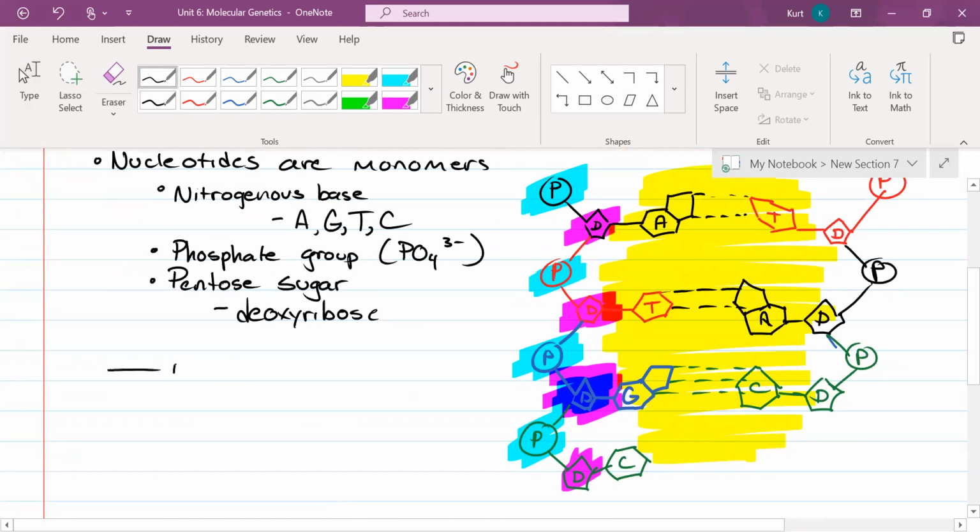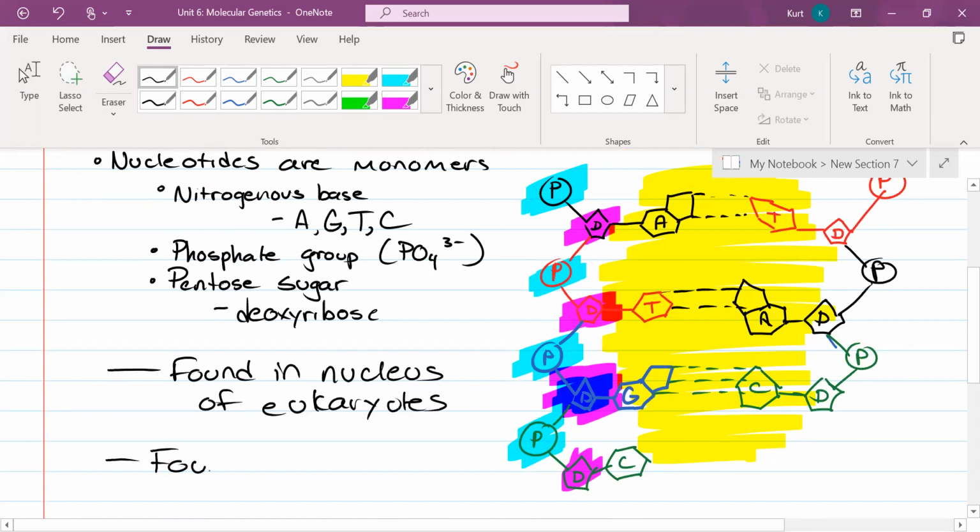A few differences between DNA and RNA, if I could include this. DNA is found in the nucleus only. Actually, let me rephrase that: found in the nucleus of eukaryotes. Where do you find DNA in a prokaryote? What's that area called? You notice I said area. The nucleoid. AP exam is this Friday.